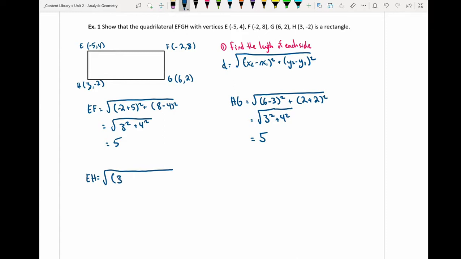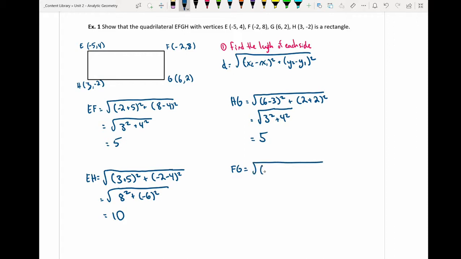So 3 minus -5, or 3 plus 5 squared, plus the next point, so -2 minus 4 squared. We keep simplifying. So 8 squared plus -6 squared equals, and when we simplify, we should get 10. So we found EH, and now let's double check FG to confirm that it is the same length.